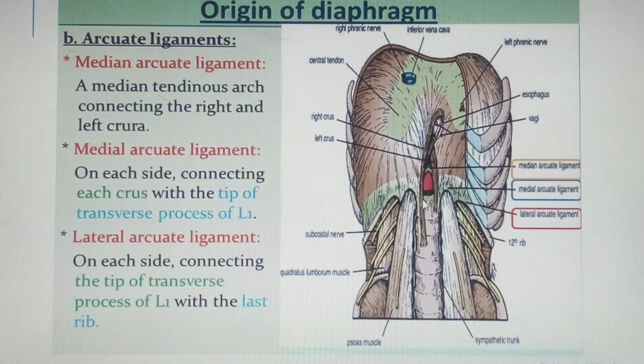And then overlying the psoas major muscle, we see what we call the medial arcuate ligament. Now these arcuate ligaments are thickened fascia. Overlying this four-sided muscle, the quadratus lumborum muscle, is the lateral arcuate ligament. So that's one thing that you have to see. It's a very true statement.